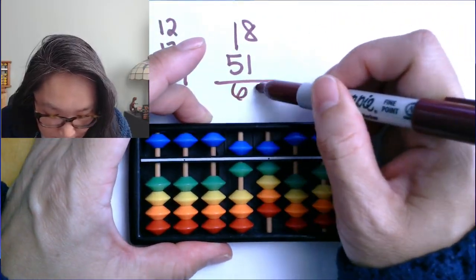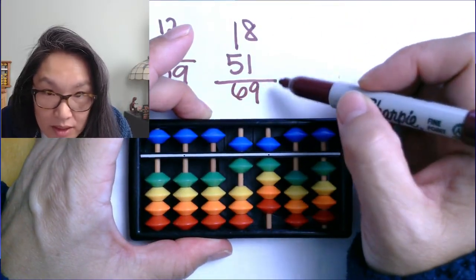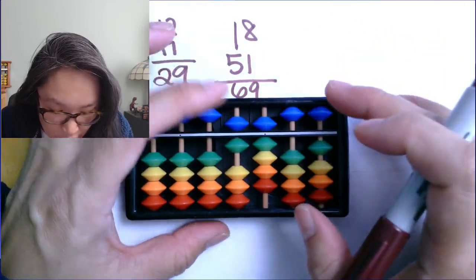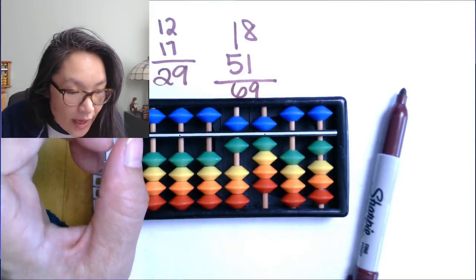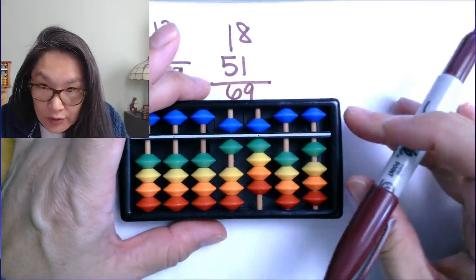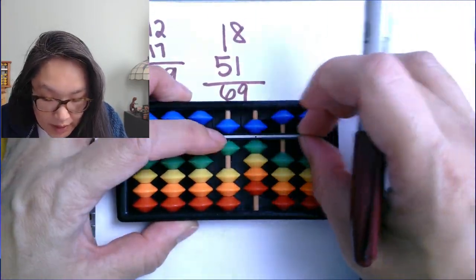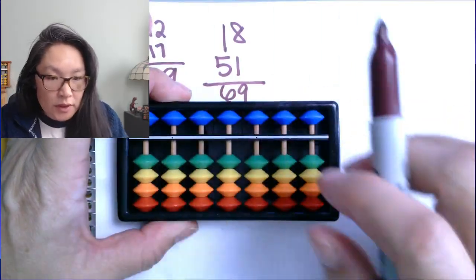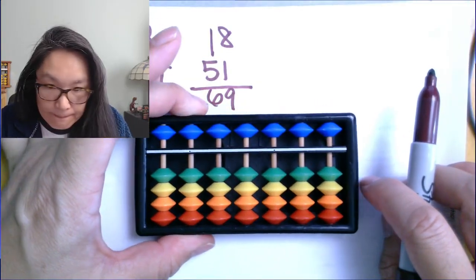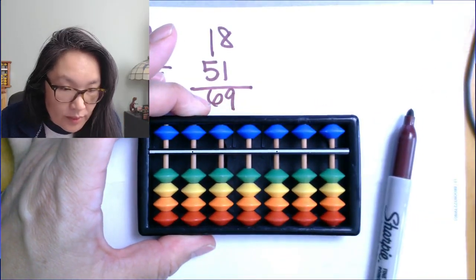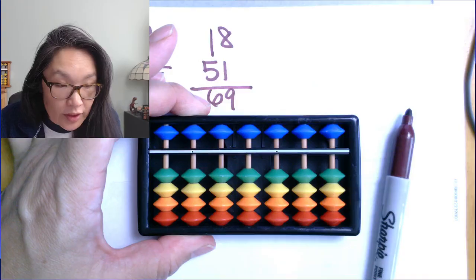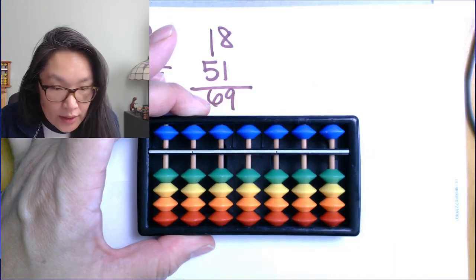Okay, we got 69. So right now, this is what we consider simple abacus, simple addition. Why? Because the question is, do we have enough? So let's go one more. Are we ready for the next level? Or do we want to continue with the simple? Okay, we'll do a few more simples. Okay, it sounds like we're ready for that. Let's do the next level.